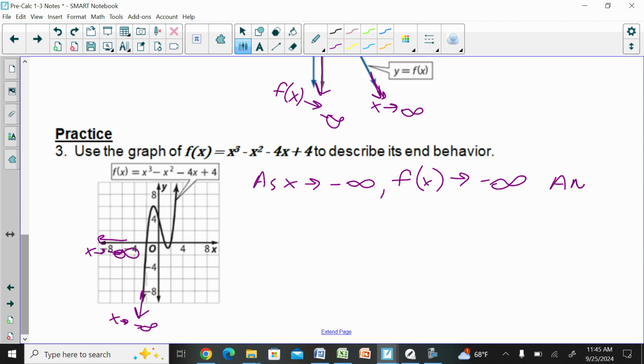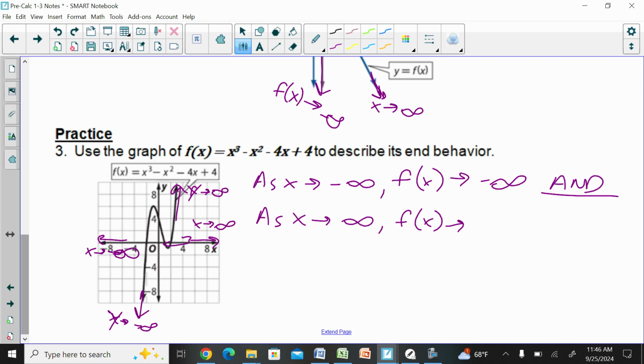Now we need an "and" here because we're going to do the other side as well. If we look at the right side, the further and further we're going to the right with this graph, the further and further up we're going. So basically as x approaches positive infinity, y is approaching positive infinity. So we could also say on the right end behavior, as x approaches infinity, f of x approaches also positive infinity. And that would be your end behavior.